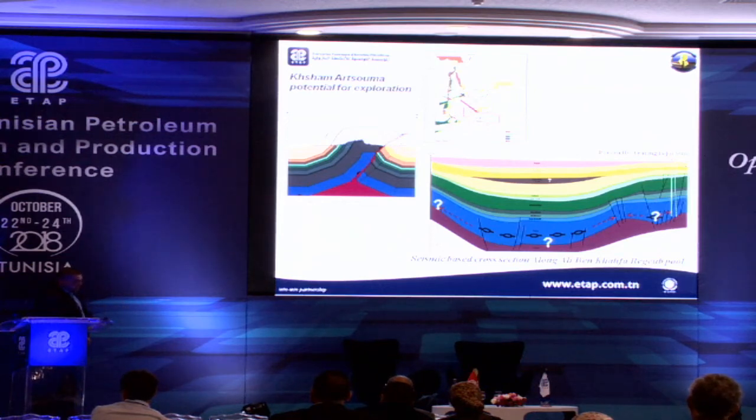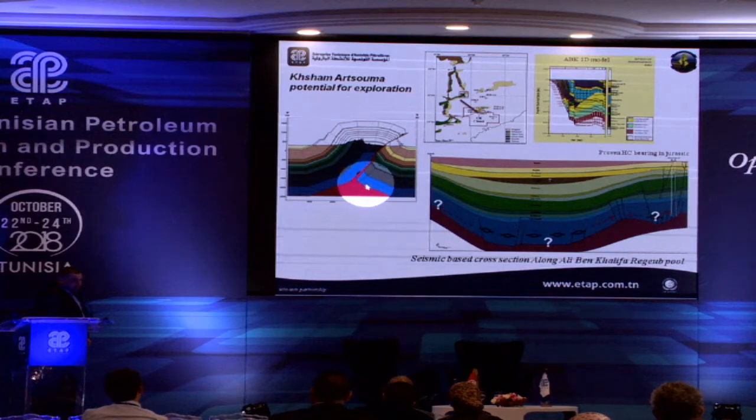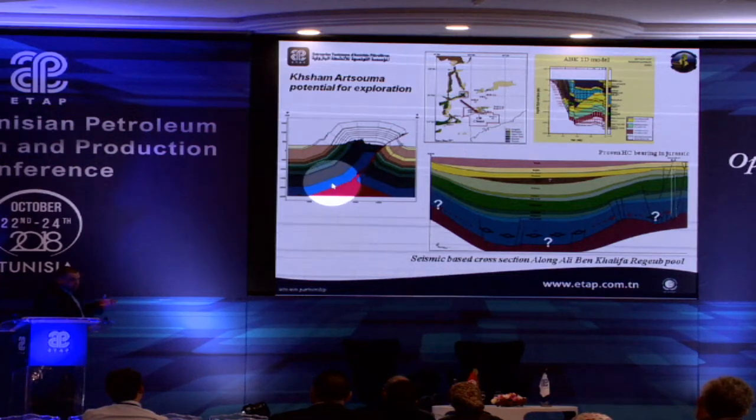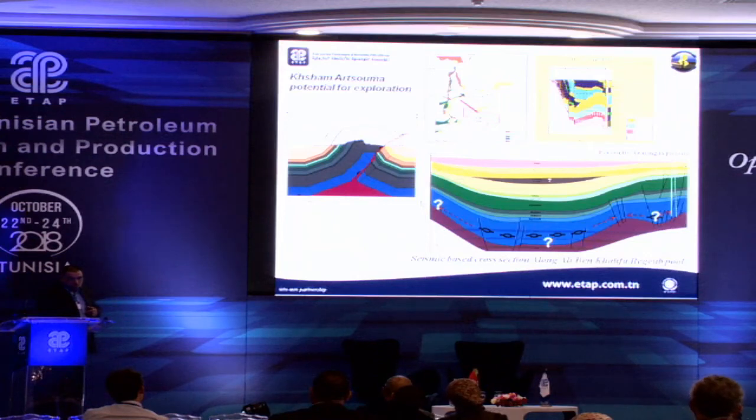The system exists. The modeling in Ali ibn Khalifa gave a very nice mature source rock, and we might have some expelled hydrocarbon up dip toward the southern part of Ali ibn Khalifa. So we might find some traps beneath these structures within the Jurassic. In addition, the net to gross of the Jurassic is very high. We have 600 meters thickness of Jurassic, so the potentiality is very good.